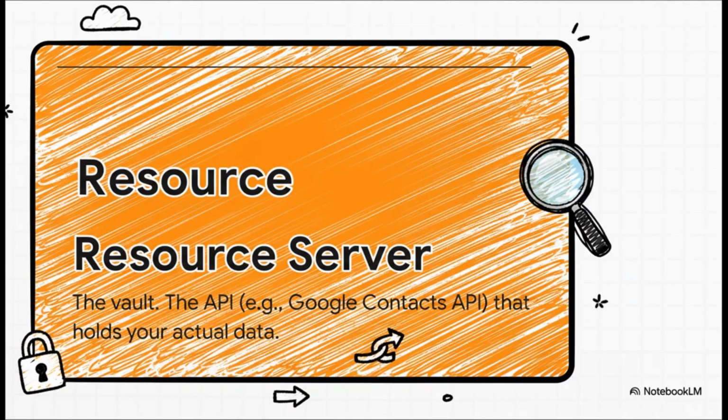And finally, we have the resource server. This is the vault. It's the secure API where all your valuable stuff, your photos, your contacts, your emails, is actually stored. It's what the client is ultimately trying to get access to.